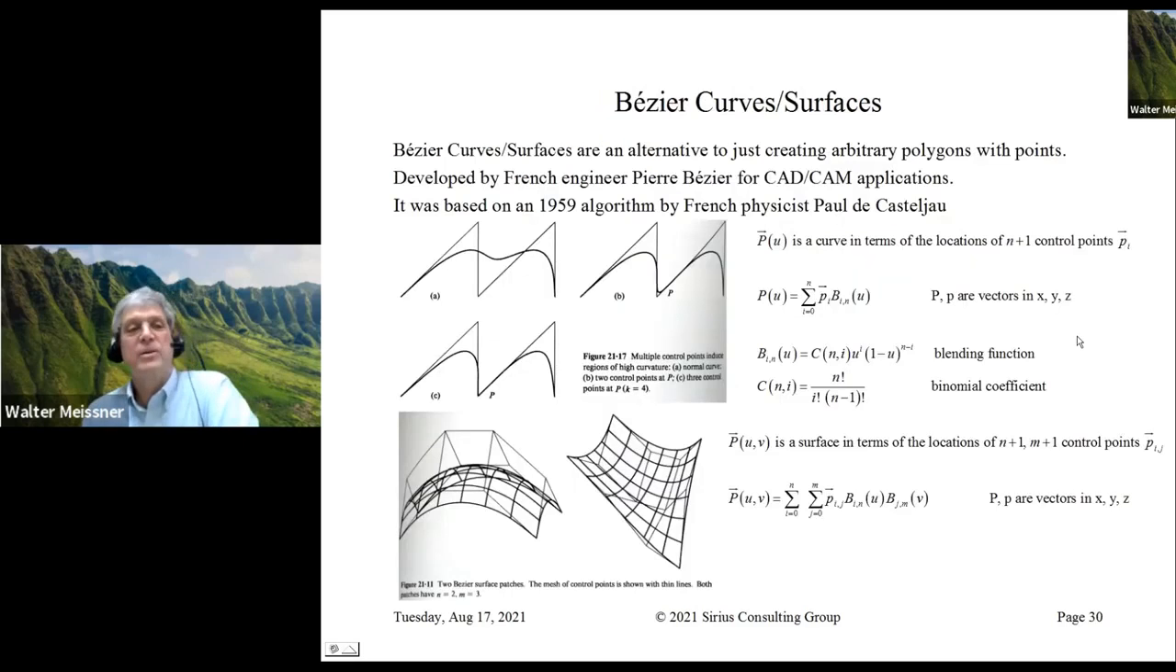Now, the thing about using polygons is sometimes you want to do very elaborate surfaces. So there's something called Bezier curves and surfaces. It's an alternative to creating arbitrary polygons with points. It was developed by the French engineer Pierre Bezier for CAD/CAM applications, and it was based on a 1959 algorithm by French physicist Paul de Casteljau.